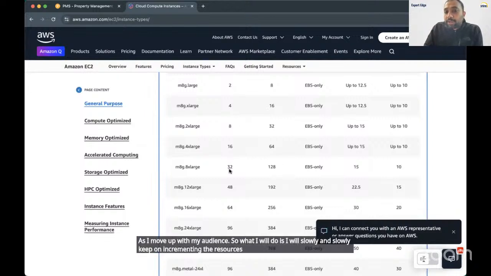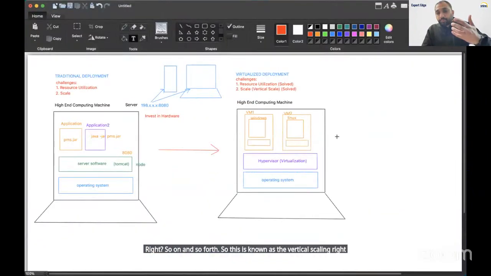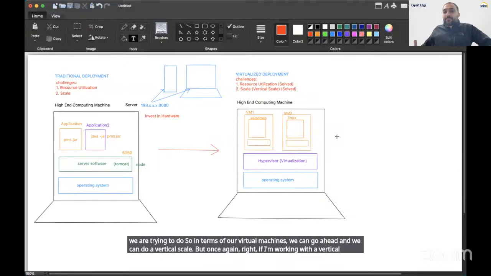I can go to a 32 GB RAM, right? So on and so forth. So this is known as vertical scaling, which we are trying to do. So in terms of our virtual machines, we can go ahead and do a vertical scale. But once again, if I'm working with the vertical scale, it means there is an effort involved.